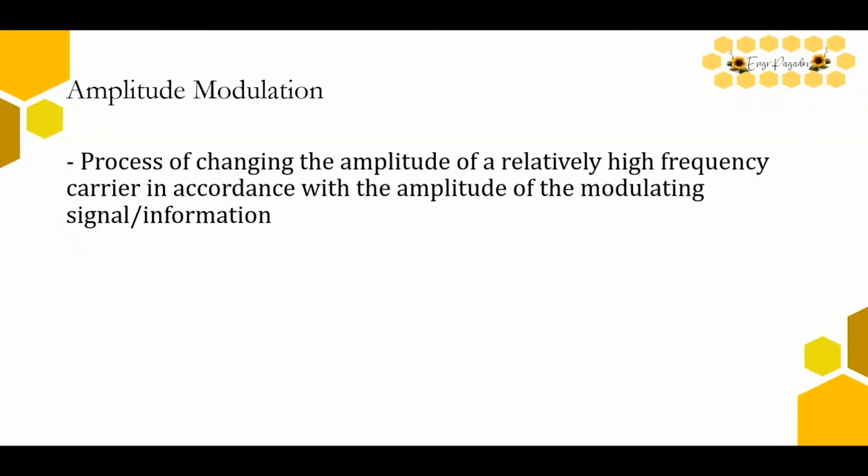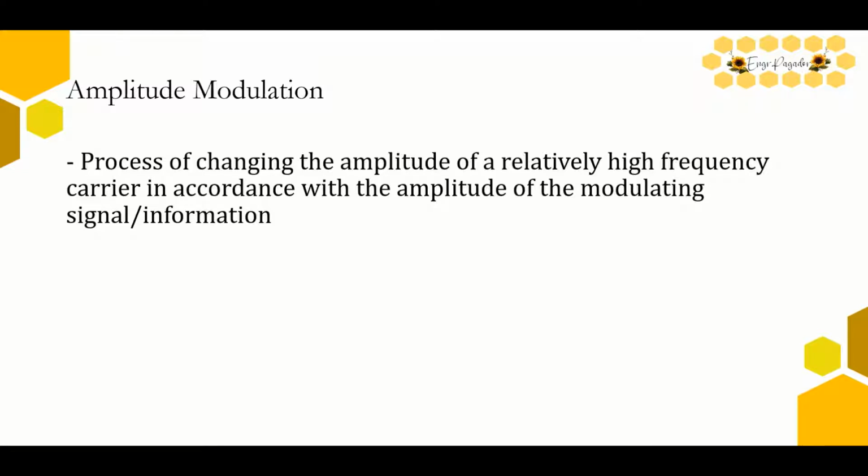Okay, so amplitude modulation is the process of changing the amplitude of a relatively high frequency carrier in accordance with the amplitude of the modulating signal or information. So from the name itself, amplitude modulation. So nagbabago lang dito yung ating amplitude, whereas yung frequency and yung phase niya is constant. So in AM, the information is impressed onto the carrier in the form of amplitude changes.